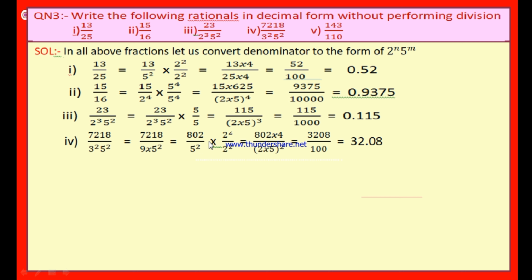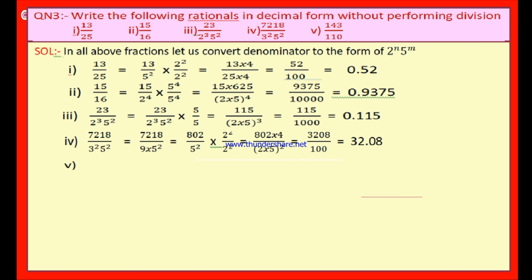Since 5 square is there, let us multiply both numerator and denominator with 2 square, so that 802 into 2 square, which is 4, by 5 square into 2 square, which is 5 into 2 whole square. 802 into 4 is 3208, by 2 into 5 is 10, 10 square is 100. Since there are 2 zeros, there should be 2 places after the decimal. Therefore, keep the point here: 32.08.